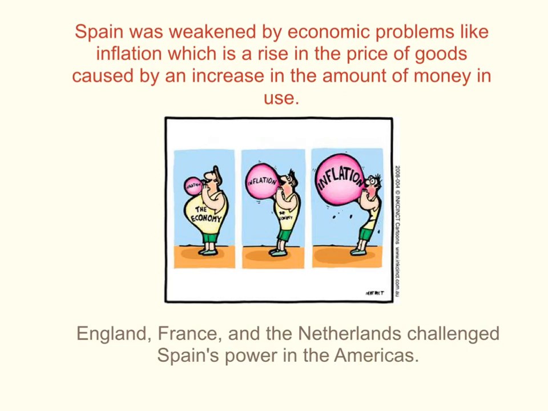Spain was weakened by economic problems like inflation. Inflation is a rise in the price of goods caused by an increase in the amount of money in use. Now, this increase in the amount of money is due to all the gold and silver that was being discovered in the New World, and now circulating into their economy. That actually hurt the Spanish economy. So prices are going up because of more and more money being put into the economy.